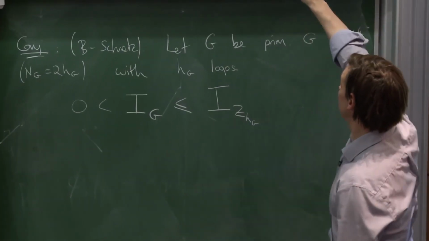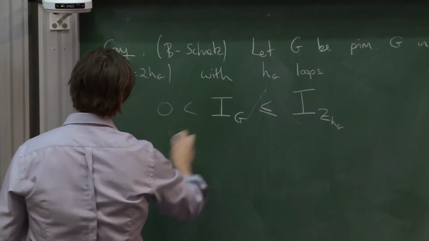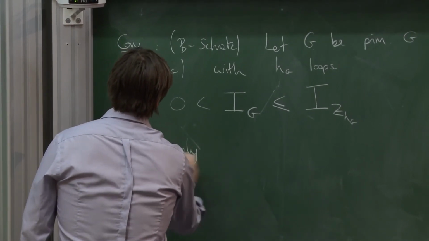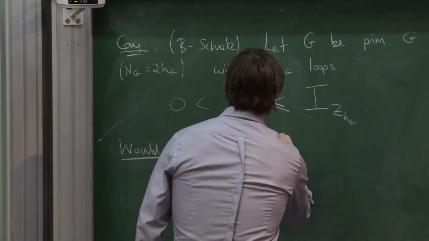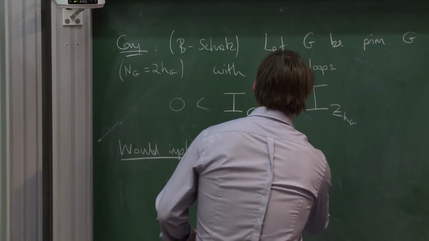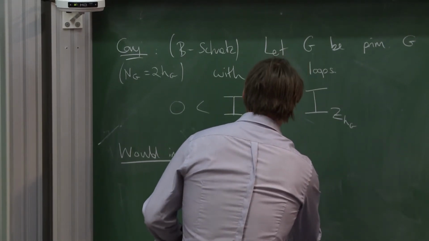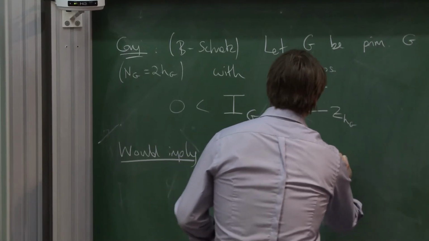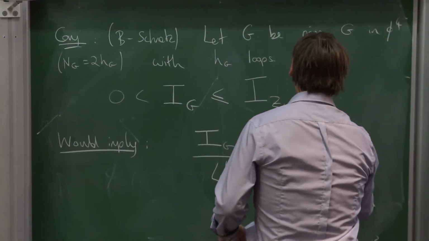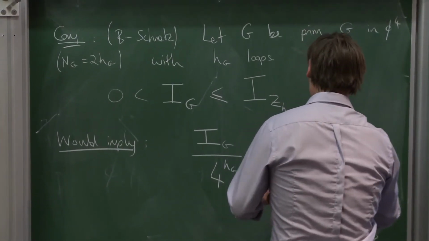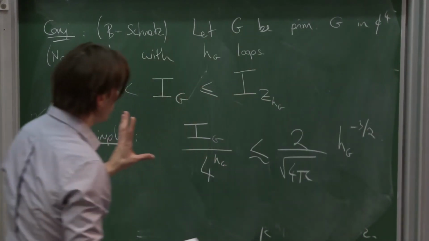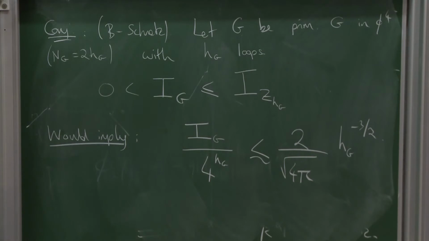So we conjecture that this graph is the biggest, and if this were true, it would imply a bound. It would imply that I of G over 4 to the h is at most, asymptotically, by applying Stirling's formula to this, 2 over root 4 pi times h_G to the minus 3 over 2. So we get some bound on the size of Feynman amplitudes.